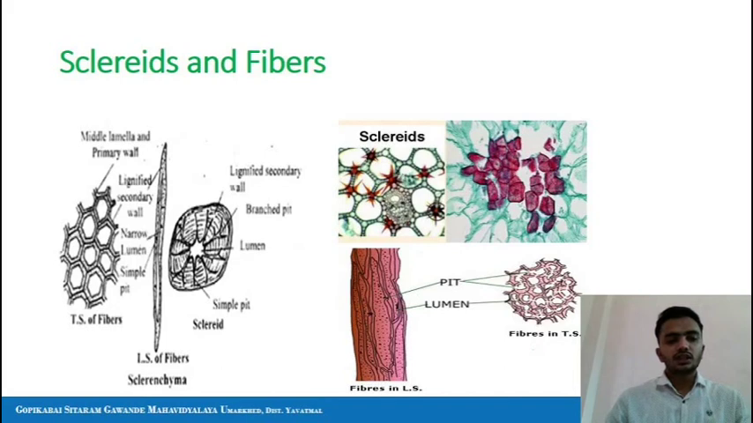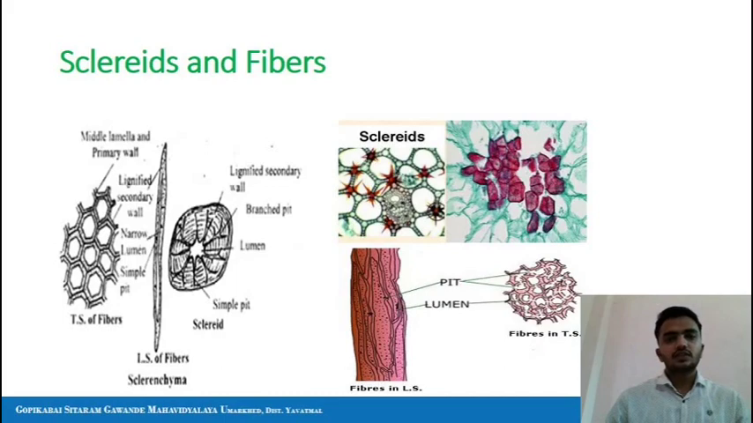Then if you see the LS of fiber, fibers are the longitudinal components of these sclerenchyma. Here you can see the TS of fibers, which gives it a hexagonal appearance, and often their cell walls are lignified, deposited with lignin. Then these are the fibers, so they make up the structure of sclerenchyma. Sclerenchyma are mostly dead due to the presence of lignin in their cell walls.